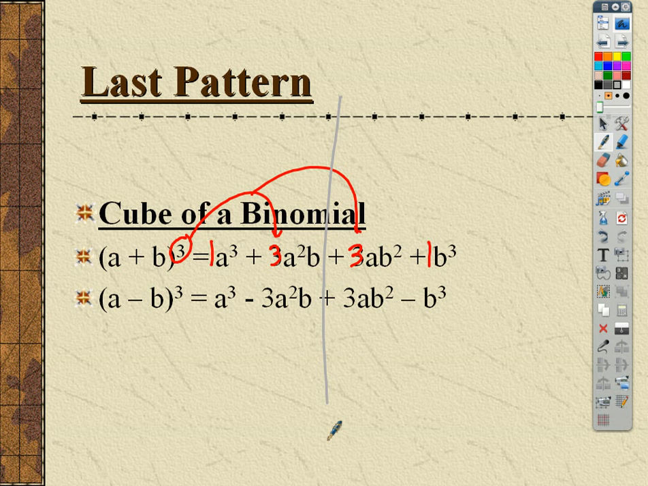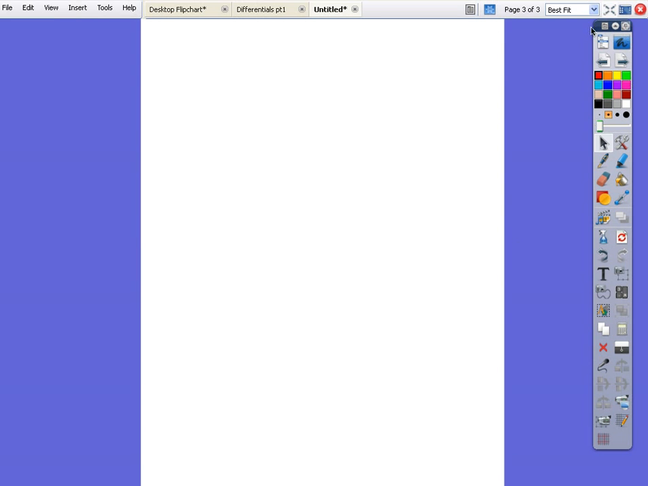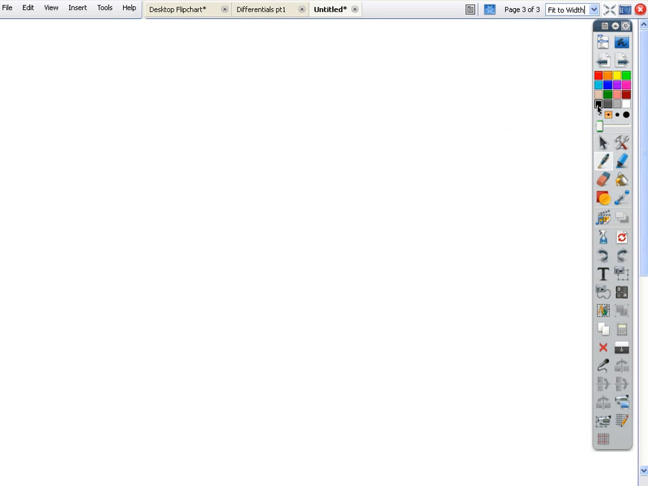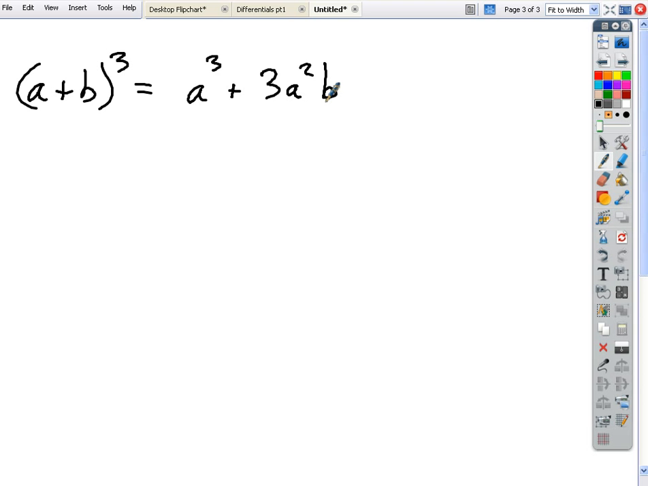Okay, so let's try your hand out. Don't say anything. See if everybody can do this now. What is a plus b cubed? So what is it? A cubed plus 3 a squared b. The a's are moving down, b's are moving up. Plus 3 a b squared, plus b cubed.